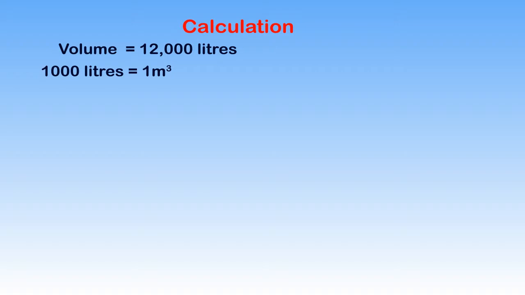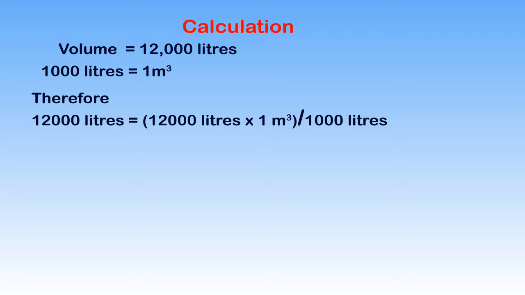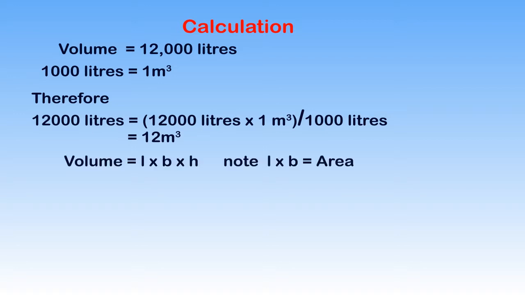The volume of kerosene is 12,000 liters, and 1,000 liters equals 1 meter cube. Therefore, 12,000 liters equals (12,000 liters × 1 meter cube) ÷ 1,000 liters. This will give us 12 meter cube. Volume is length multiplied by breadth multiplied by height. Please note, madam, that length multiplied by breadth is area. Therefore, substituting our area for length multiplied by breadth, our volume will equal area multiplied by height.